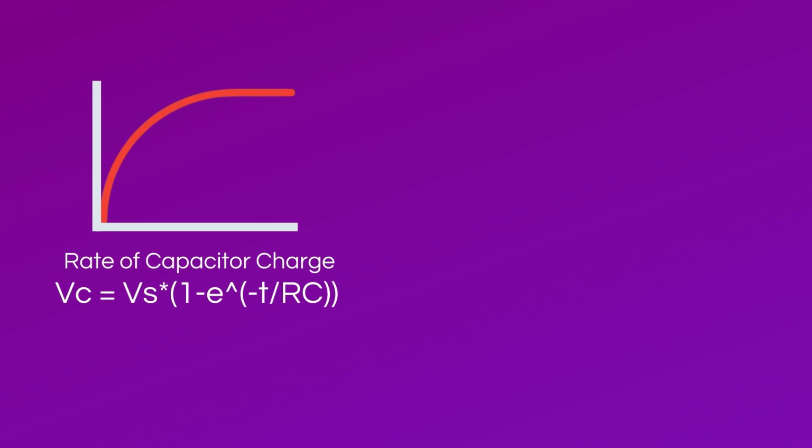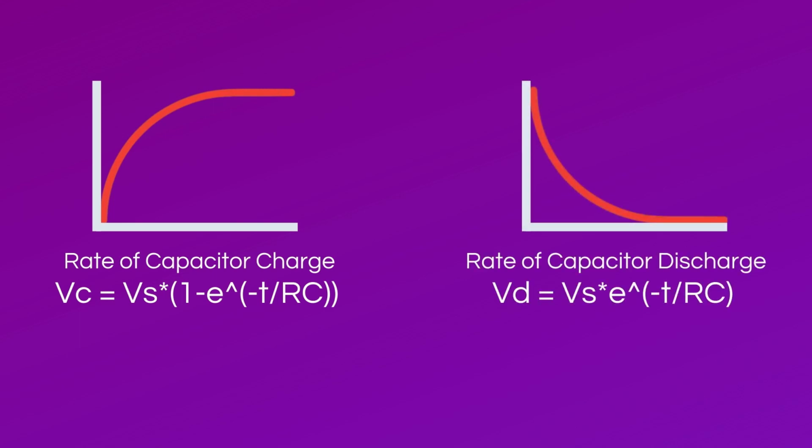The exact rate of charge is determined by the exponential equation: charge voltage at a certain time is equal to the starting voltage times (1 minus e to the negative time divided by resistance times capacitance). The exact rate of discharge is determined by another exponential equation. Discharge voltage at a certain time is equal to the starting voltage times e to the negative time divided by resistance times capacitance.